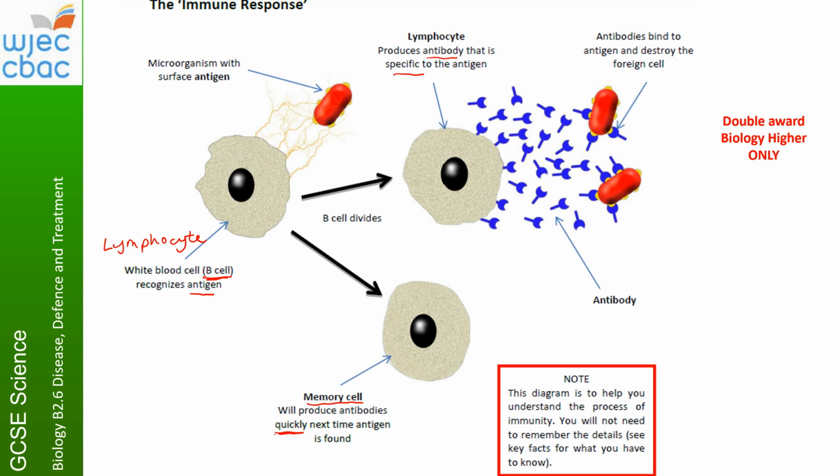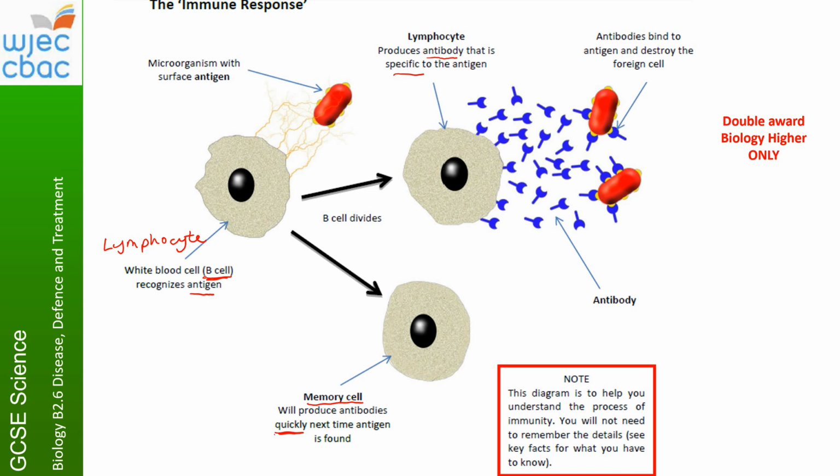So when you get a second infection of the same microorganism, the memory cells remember the antigen and they create the lymphocytes to make the antibodies much faster. So you sometimes don't even realise you've picked up the infection the second time round. You don't have any symptoms because your white blood cells have sprung into action and started to make these antibodies far quicker. Okay, so this diagram is to help you understand the process of immunity.